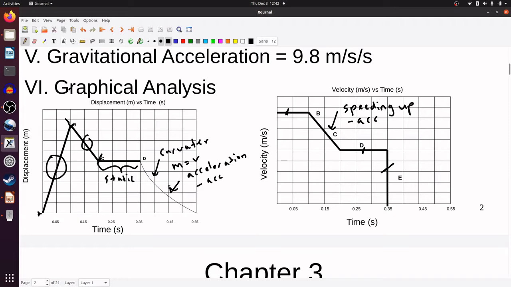Here, you're not moving at all. And that means that you're going to have zero velocity because your velocity is not changing with time, so to speak.